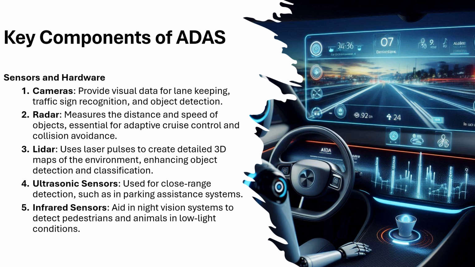Ultrasonic sensors are also widely used for close range detection, such as parking assistance systems. Infrared sensors aid in night vision systems and detect pedestrians and animals in low light conditions. So as for sensors and hardware, you have to keep in mind cameras, radar, LIDAR, ultrasonic sensors, and infrared sensors.